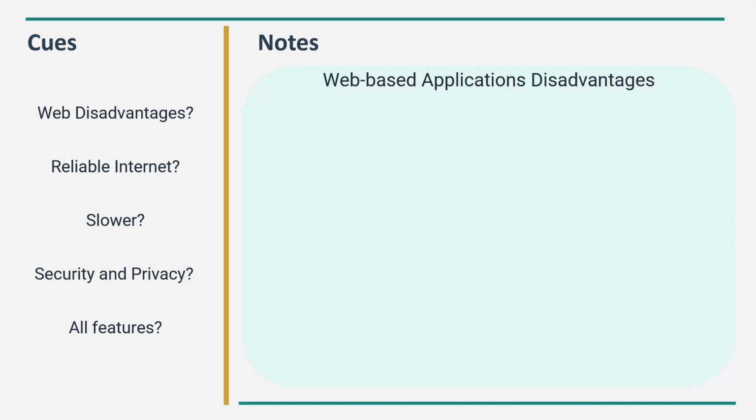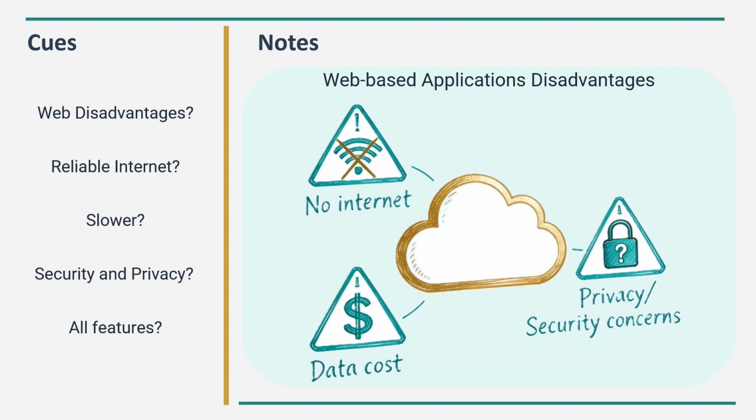Like all advantages, there are some disadvantages as well. Web-based apps need a reliable internet connection with enough speed and data. Without internet or with slow links, they may be unstable or very slow. There can be security and privacy concerns because your data is stored on someone else's server. Some web apps do not have all the features of the full desktop version, and they may have some compatibility issues with certain browsers. These points are often used in exam questions that ask for two advantages and two disadvantages of web-based applications.